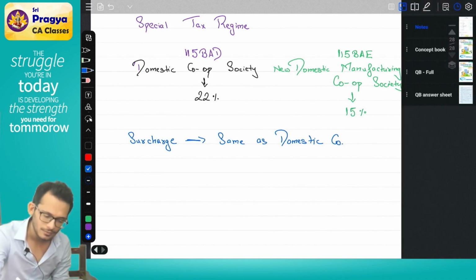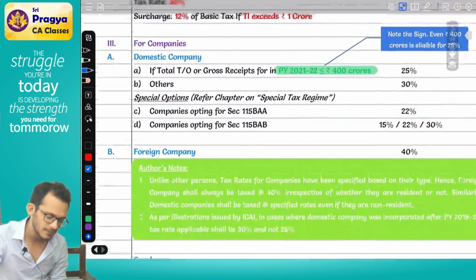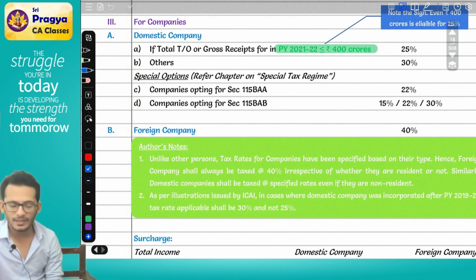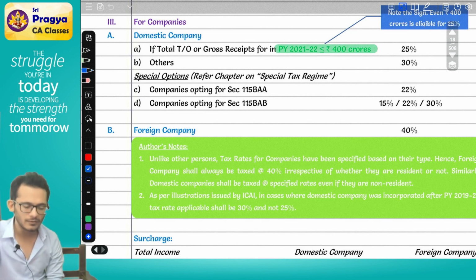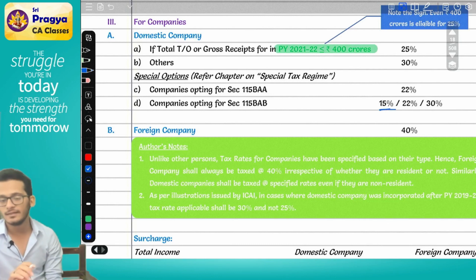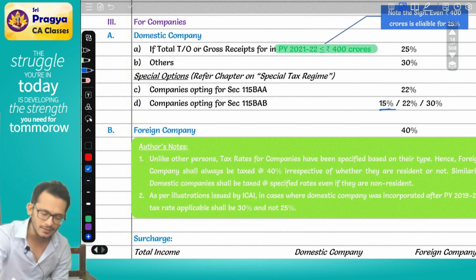Let's read from the book. It says, if you are a domestic company with a total turnover less than 400 crores in 21-22, it is 25%. Others, it is 30%. If you are opting for 115BAA, it is 22%. If you are opting for 115BAB, it is 15%. Rahul, in the book I see something called 22 and 30. Ignore it right now. When we do the next chapter, we will discuss. Right now, it is only 15. Foreign company, it is 40.